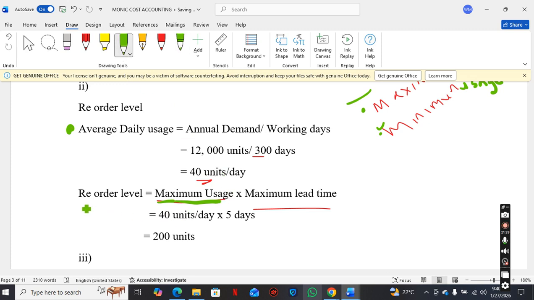Well, we think about that. So the reorder level, maximum usage multiplied by maximum lead time. Maximum usage 40 units per day, use average of material X, times 5 days, so 200 units. So when we reach 200 units of material X, we need to reorder. Any questions?